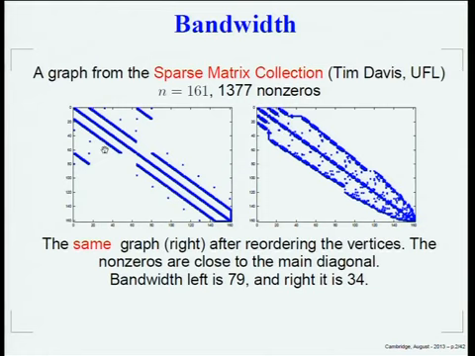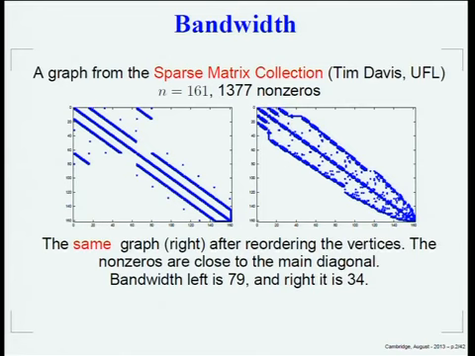I'm going to talk about this, for instance. So what is the problem here? Here you see the adjacency matrix of a graph. The blue things are the non-zero entries, and the white things are edges which do not exist. So it's a sparse graph. And these are the same graphs.